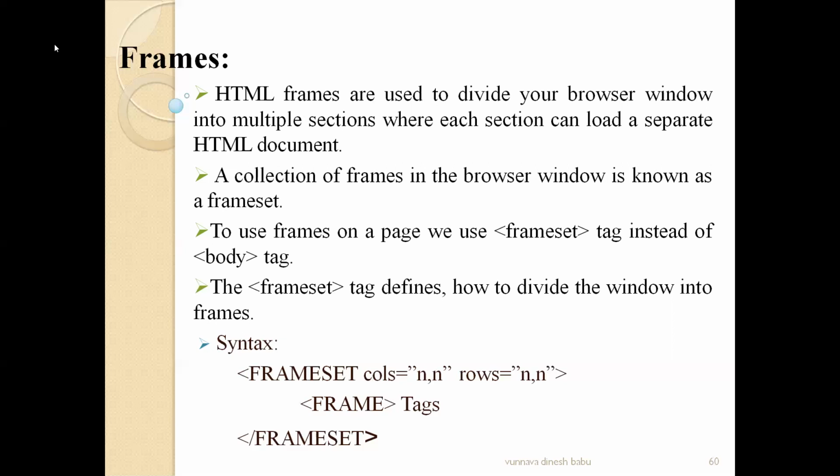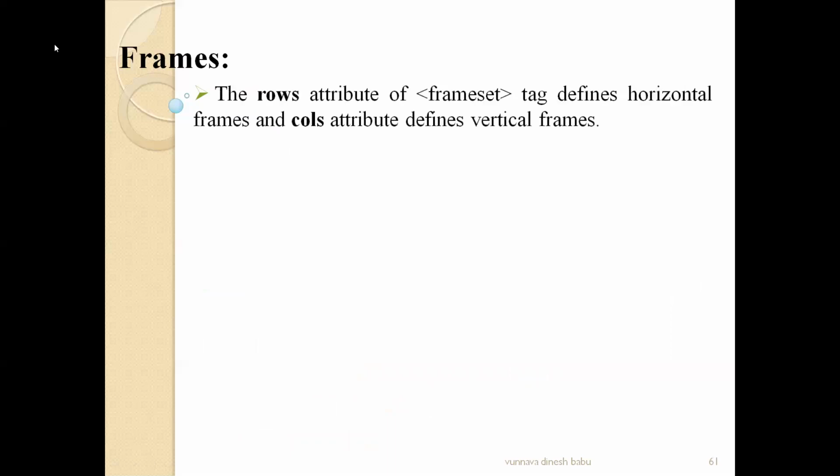And next, let us see the next slide. The rows attribute of the frameset tag defines horizontal frames, and the columns attribute defines vertical frames. That is what we have discussed, where the rows will divide the web page in terms of rows, and columns will divide in terms of columns. That means columns define the vertical frames and rows define the horizontal frames.